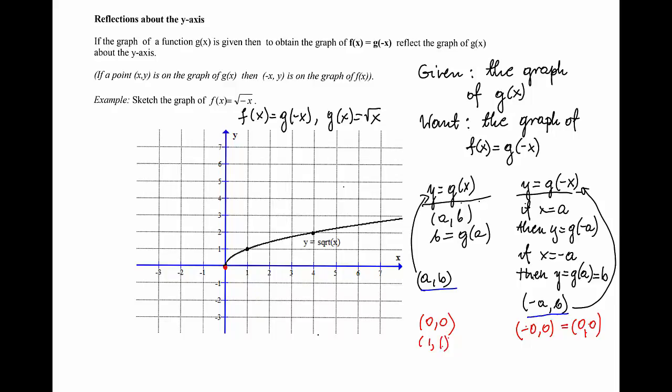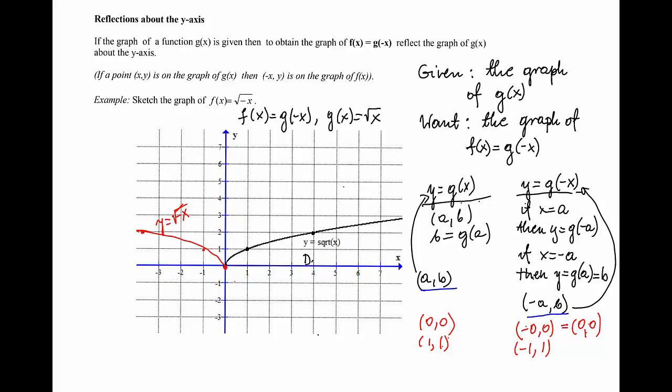What will happen to the point (1, 1)? This point will transform to the point (negative 1, 1). The y coordinate is unchanged and the x coordinate is changed to its opposite. And the same way, point (4, 2) is going to change to the point (negative 4, 2), somewhere here. And the graph again will look like this, and it's going to be a symmetric image of the graph of the square root of x. This is the graph of y equals square root of negative x.